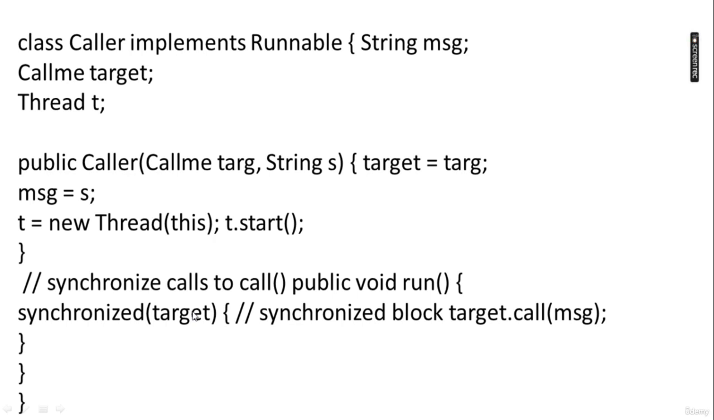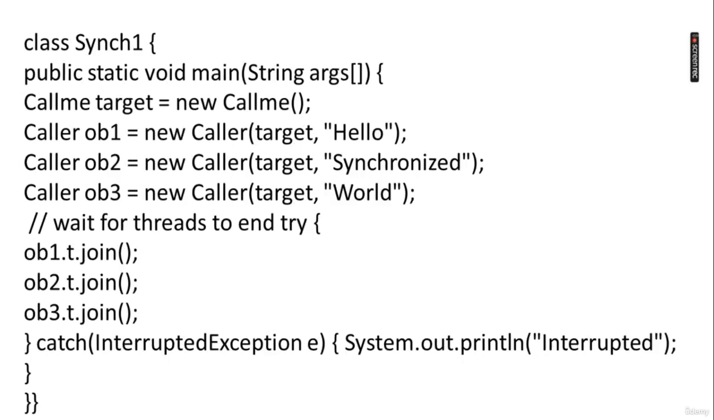Unless and until that object does not come out, like Hello has not been printed, the other message, Hello, Synchronized, World, cannot go inside. Unless and until Hello is not coming out, Synchronized cannot go inside. Then Synchronized will come. Unless and until the Synchronized object task is not finished, World cannot go inside. And after Synchronized relinquishes the control, World comes inside and it will print the message. And all the threads have been done.